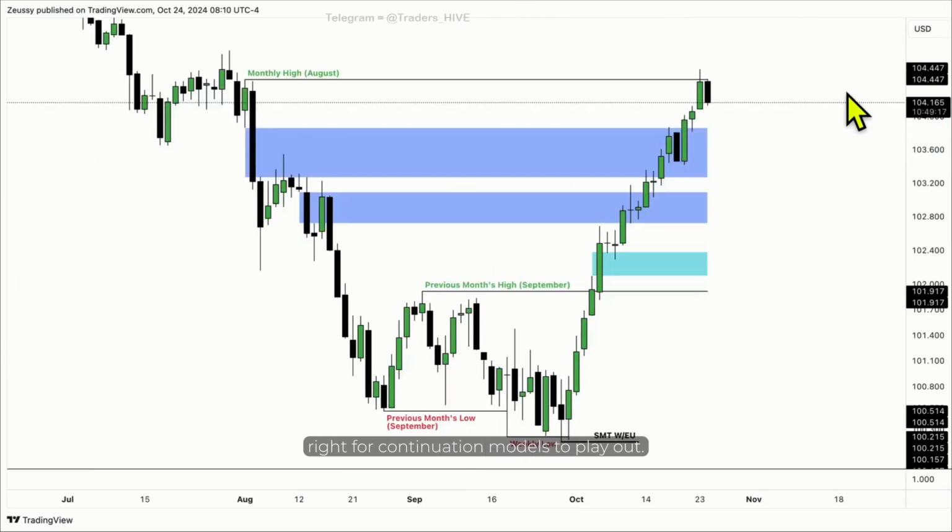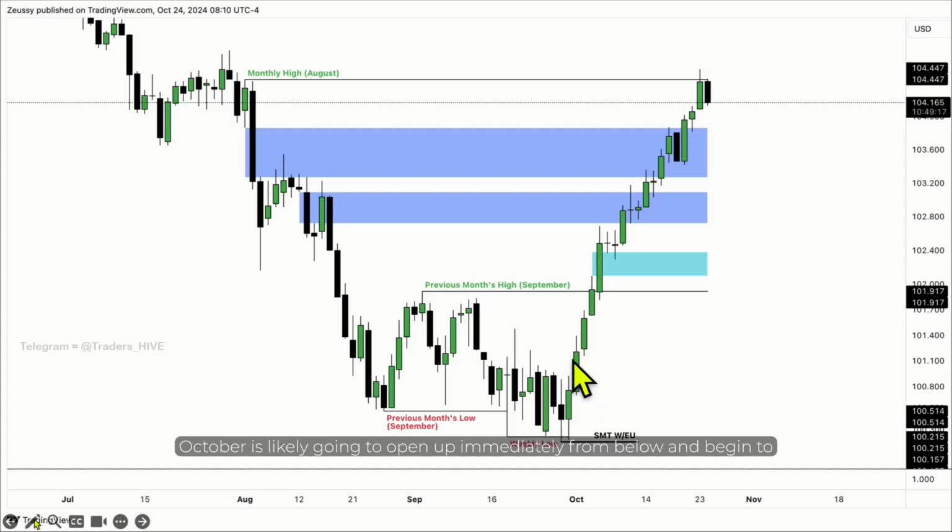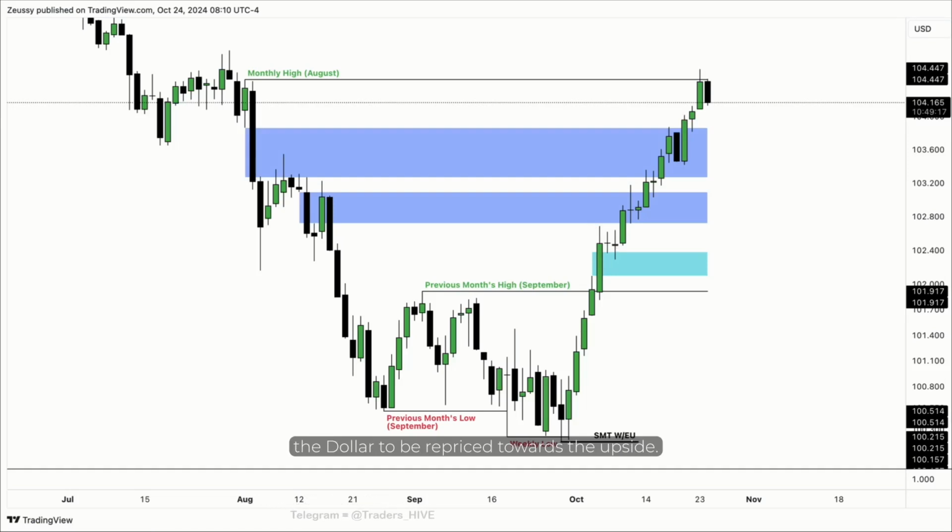If we pay attention to this delivery again, what I want you to see is that there was an SMT with euro on the lows right here. When this SMT took place near the end of September, what is October likely going to do? October is likely going to open up, immediately form the low, and begin to run towards the upside, because there's an urgency for the dollar to be repriced towards the upside.